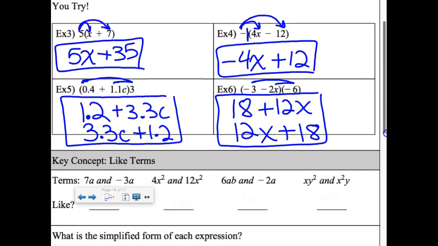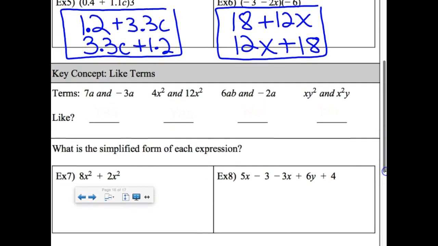All right, now let's talk about like terms. Now again, this is probably going to be very familiar. Reminder, like terms is referring to variables that are the same and therefore you can add or subtract them. All right, so if I'm looking at this first one, I'm just kind of asking you, are these like terms, yes or no? So on this very first one, I have a 7a and a -3a. Since they both have a's, yes, these are like terms.